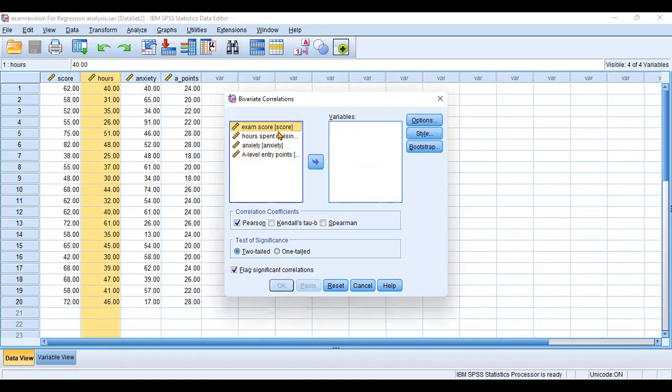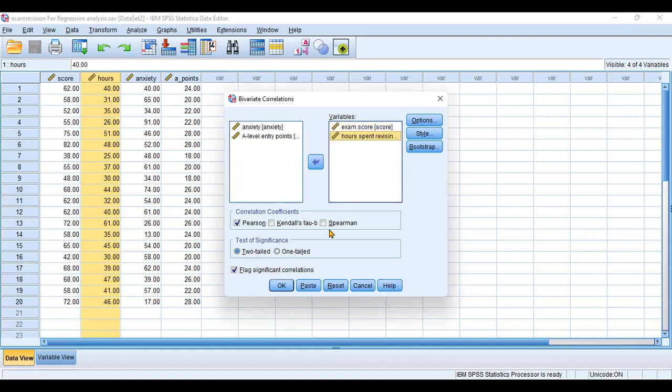Now, why do we just say variables? They have not said dependent and independent, as you will see elsewhere, right? Because we don't have independent and dependent when it comes to correlation. We don't really consider that there's an independent variable and there's a dependent. Remember yesterday we said, whether you take X on Y or Y on X, as far as correlation is concerned, it doesn't make any difference. That's just what we are saying. So we can put in our exam score and the time spent.